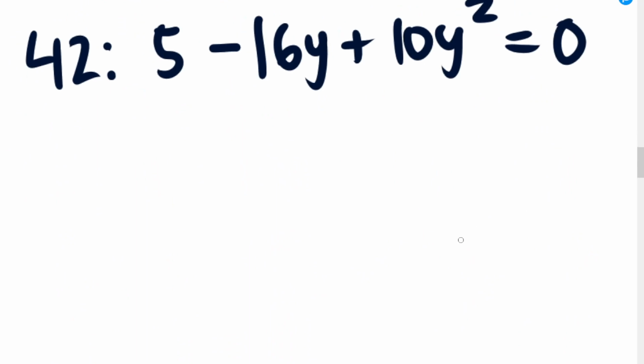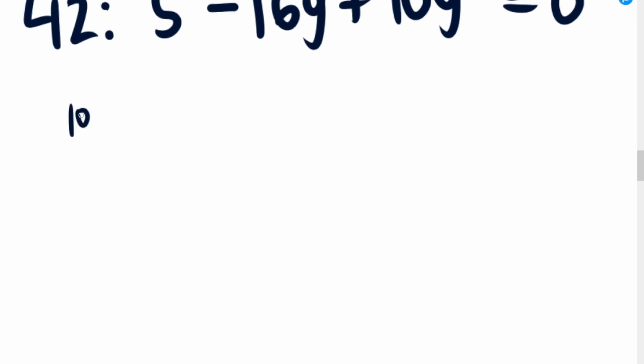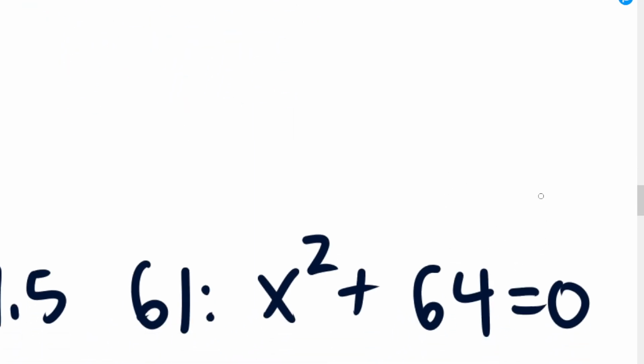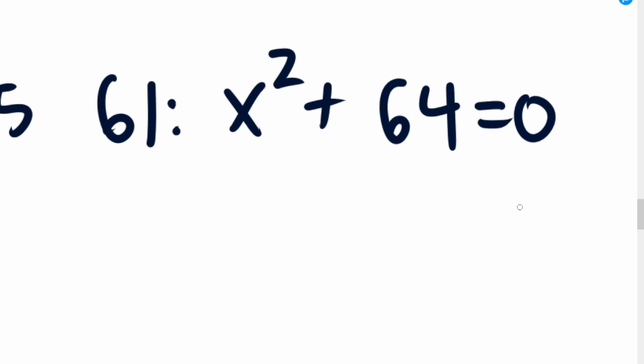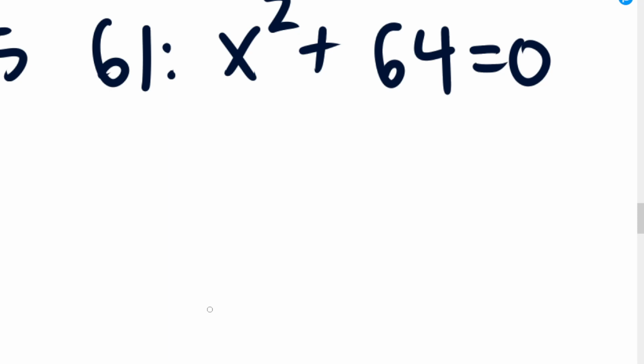This one is trying to trick you because of how it set your problem up. What I find helpful is just to rearrange it. So I have 10y squared minus 16y plus 5 equals 0, and then you can do your AC method from there. I'm not going to since we're just speeding through it. If you are confused on this, just watch my last video on factoring. There are also some good resources in the description of that video.